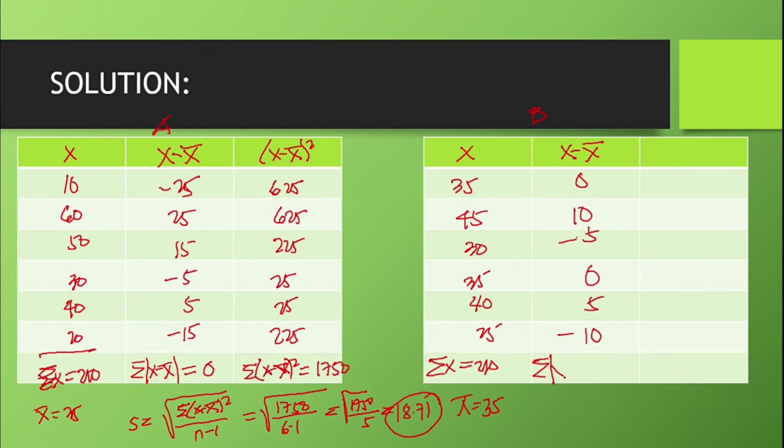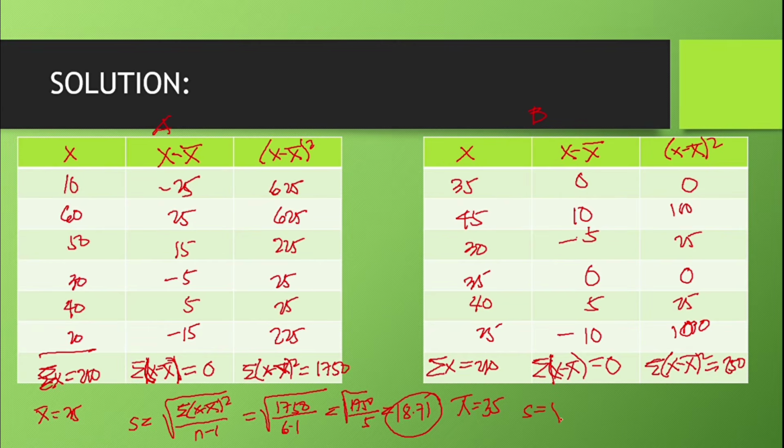So the summation of x minus the mean, no, this is not absolute by the way. X minus the mean, not the absolute, is equal to 0. The summation of x minus the mean is equal to 0. The next step is we're going to square this one. So we have 0, 100, 25, 0, 25, and 100. So the summation of x minus the mean squared, if we add this one, is 250.